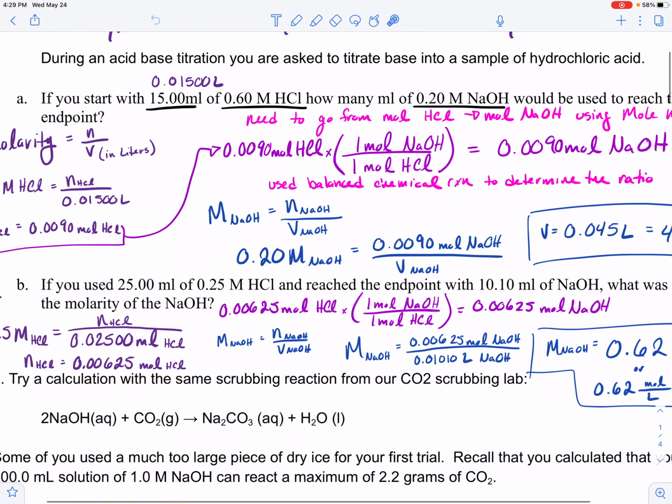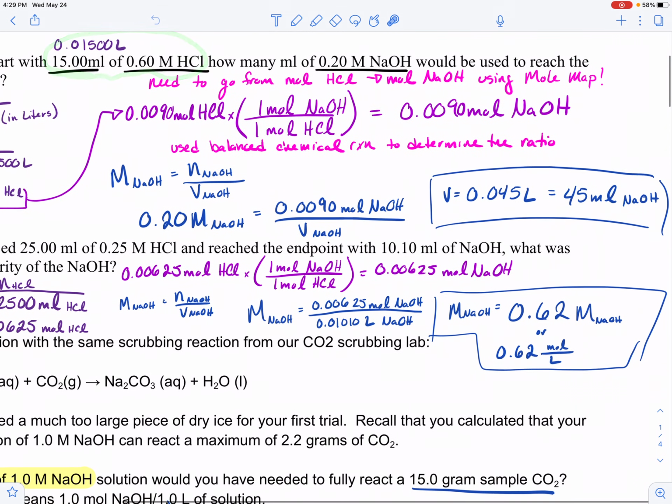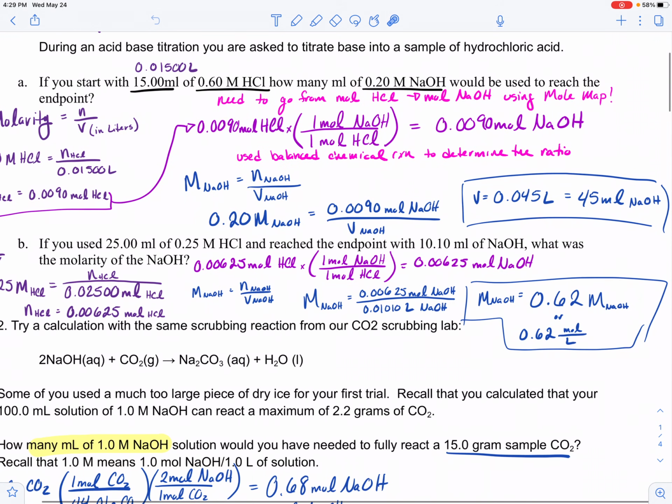So if I were doing a titration of this acid, and I use 15 mL of a 0.6 molar hydrochloric acid, then I would need 45 mL of a 0.2 molar NaOH solution in order to neutralize it. So that's how I went about the first problem.